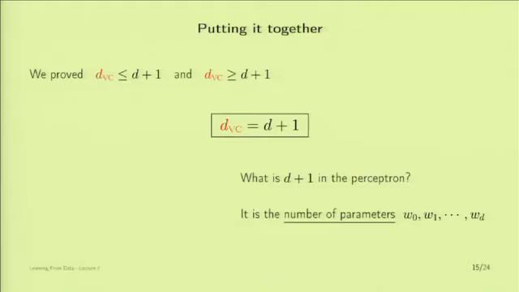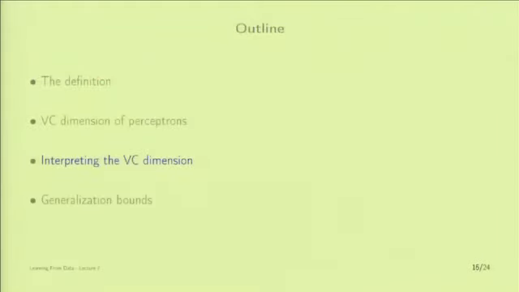So let's do now the interpretation of the VC dimension. Now, look at this. We are going to show two things in terms of the interpretation. One of them, we understand the mathematical definition of the VC dimension. What does it signify? That's number one.